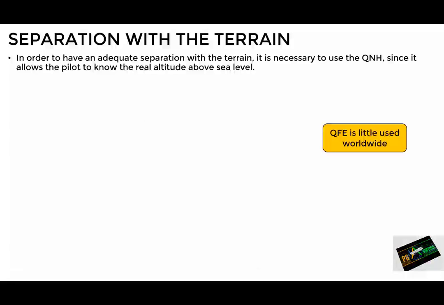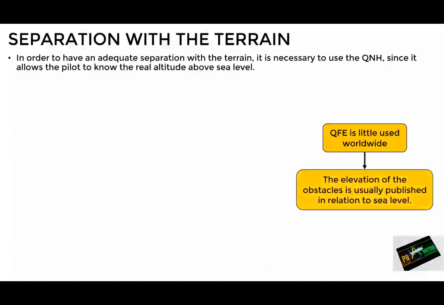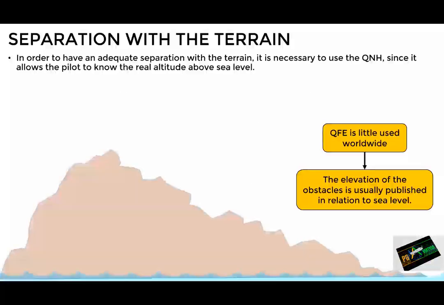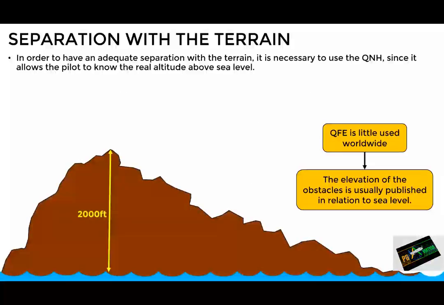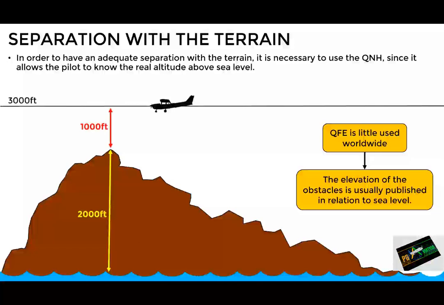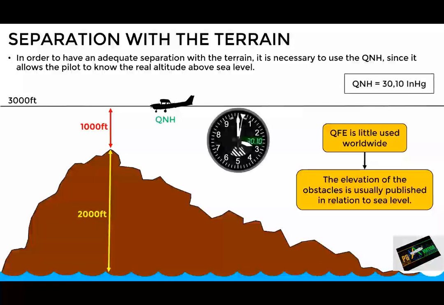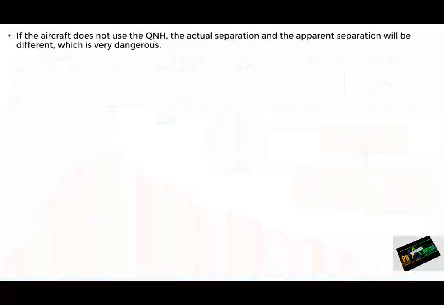With this in mind, most charts and procedures show the elevation of terrain and obstacles in relation to sea level. For example here, the top of this mountain has an elevation of 2,000 feet above sea level. Therefore, a pilot who is planning to fly through this area with a separation of 1,000 feet would have to fly at an altitude of 3,000 feet using the local QNH, which in this case is 30.10 inches of mercury. If otherwise this aircraft uses an altimeter setting other than the QNH, the apparent separation with terrain will be different from the actual separation, which can be really dangerous.